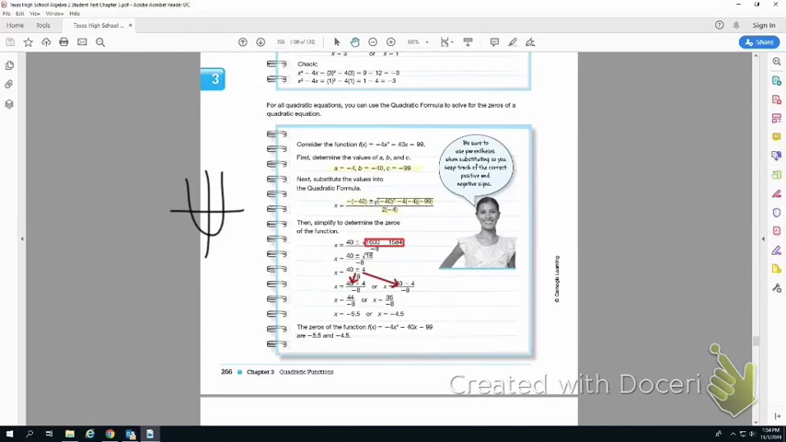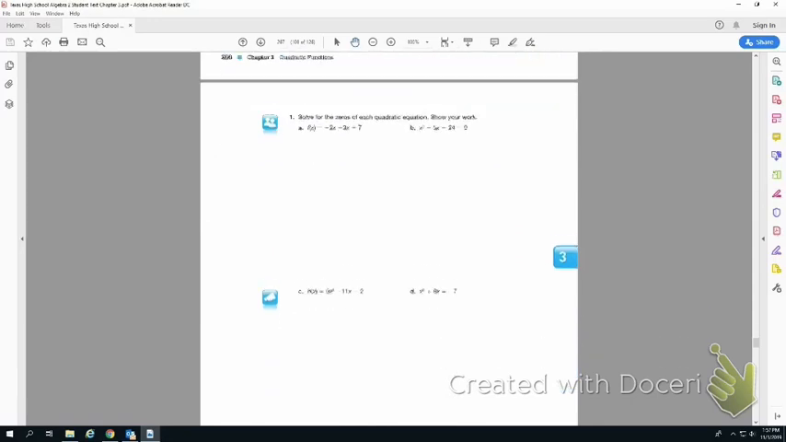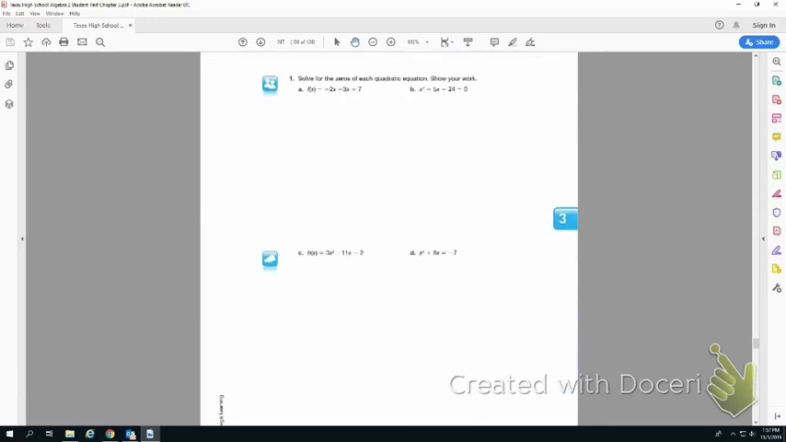Alright, so that's walking through it. We're going to do a few examples of this on the next page. I'm going to go through 2 of them with you, and then I'll have you do one on your own. So, looking at B, Logan, what is my a, b, and c value? What's the coefficient of x squared? 1. What's my b value? Just negative 5. And c is negative 24.